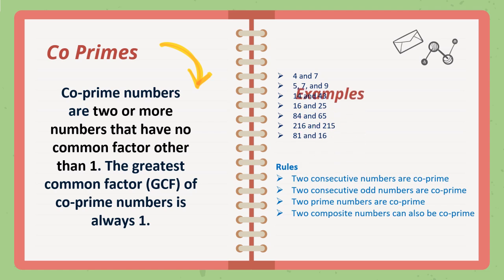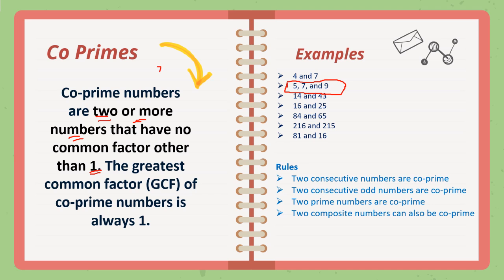Coprimes are nothing else but a set of two or more numbers that have no common factor other than 1. So this is very, very important. Let's say, for example, I give you a set of numbers. Here again we have quoted an example: 5, 7 and 9. So this is a set of 3 numbers where you have no common factor other than 1.